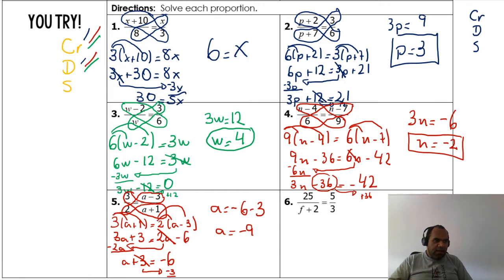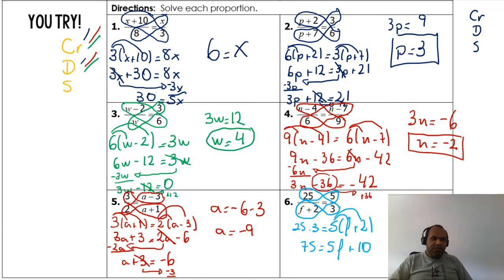Nice. And this one, number 6, change the color again, blue. Here, just work on this, the same thing, cross multiply first. 3 times 25, and 5 times f plus 2. Just work on this. It is 25 times 3 equals 5 times f plus 2. Great. Right now, distribute. Let's distribute here and here. 25 times 3 is 75, equals 5 times f, 5f. 5 times 2, it is 10.